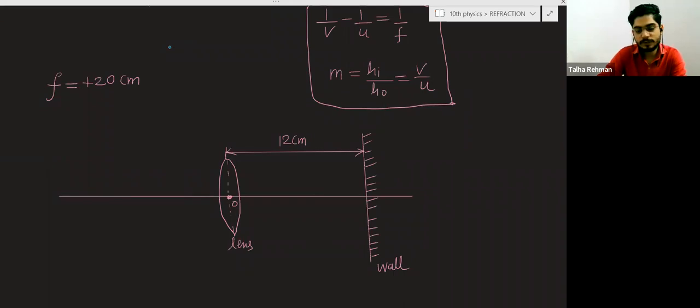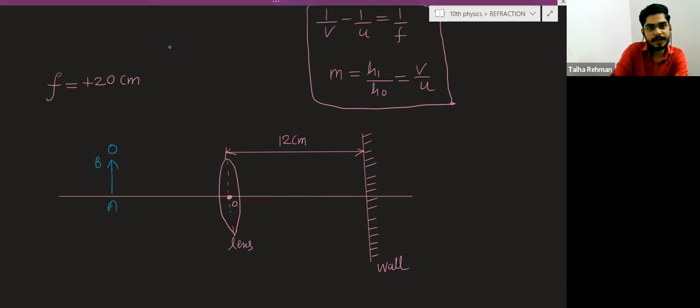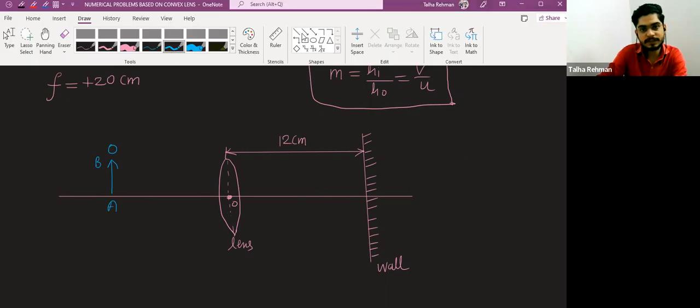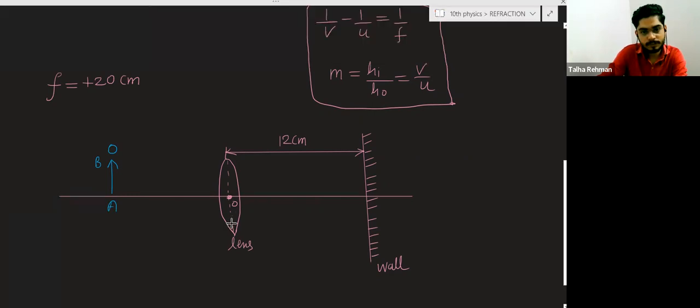So what will we do? Suppose I am placing the object here. This is the object O. AB is the object. I have placed the object here, and I am taking the object distance. This is the object distance I am taking.